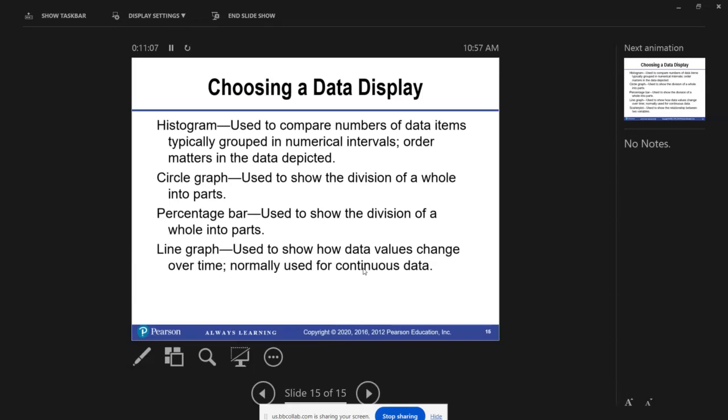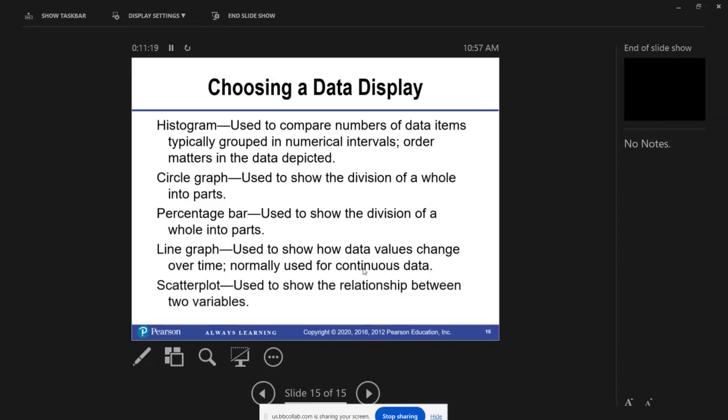And then the types of graphs we talked about this week, starting with the line graph, that one's used to show how data values change over time. It's normally used for continuous data. And then a scatter plot is used to show the relationship between two variables. Okay, that is it for 10.3.